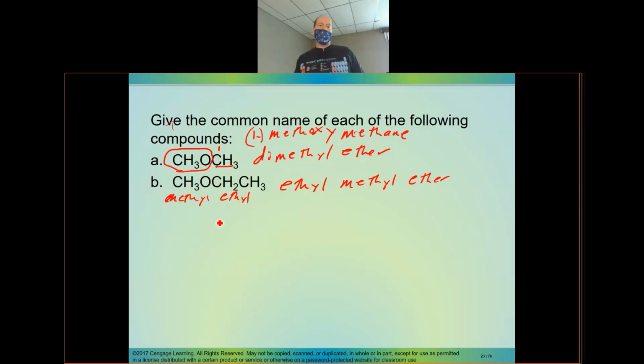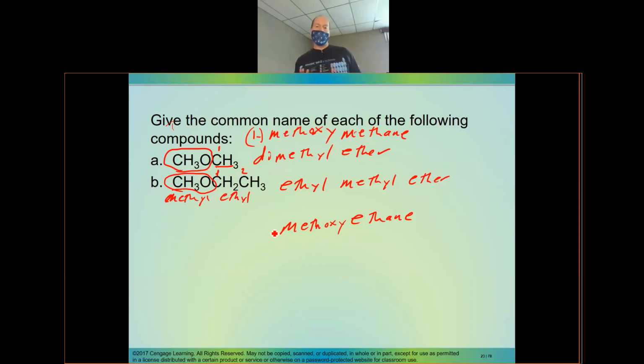All right, so here the longest carbon chain is 2, 1 and 2. So this is an ethane. And coming off of carbon number 1 is again a methyl with an oxygen. So that is a methoxy. And so that is a methoxyethane. There's no such thing as a 2-methoxyethane.